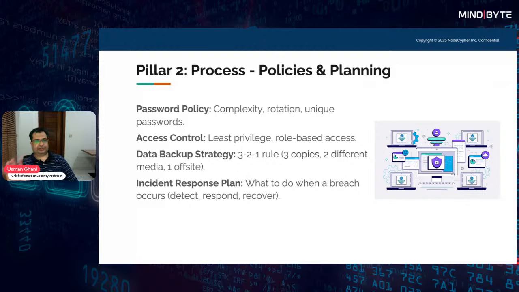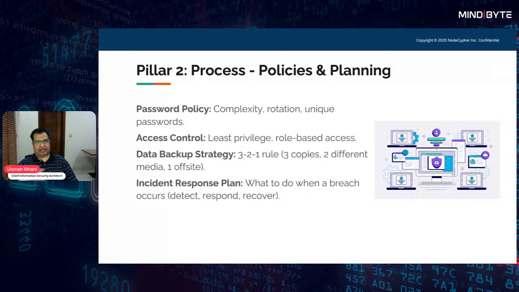These policies should address complexity, rotation, and unique passwords. Whenever people are setting up their password, they should follow this policy. Again, the access control should be least privilege and role-based access, meaning that not everyone in your organization is the administrator. The CEO of the company is not the administrator. He should not get the privilege of an administrator. It should be role-based access. I have seen a lot of companies where the CEO does have admin access. He wants to have it all, and then he ends up corrupting the system, and then they're running after the IT to fix it.